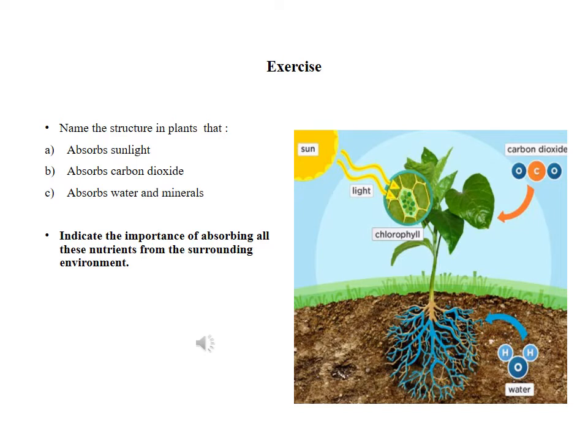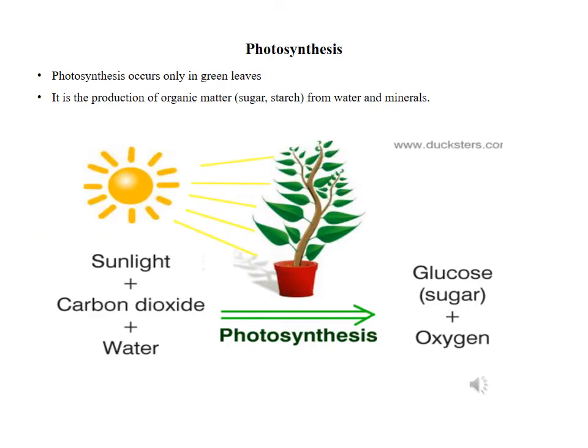Now pause this video and answer the following questions. All green plants absorb sunlight, carbon dioxide, water, and minerals to produce the organic matter glucose and oxygen, a process known as photosynthesis. What is photosynthesis? Where does it occur?